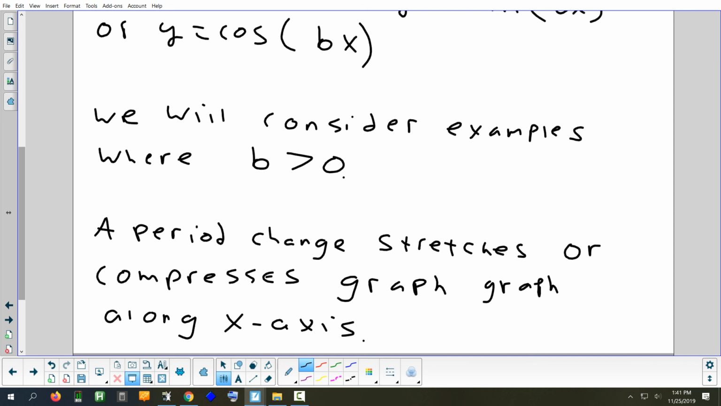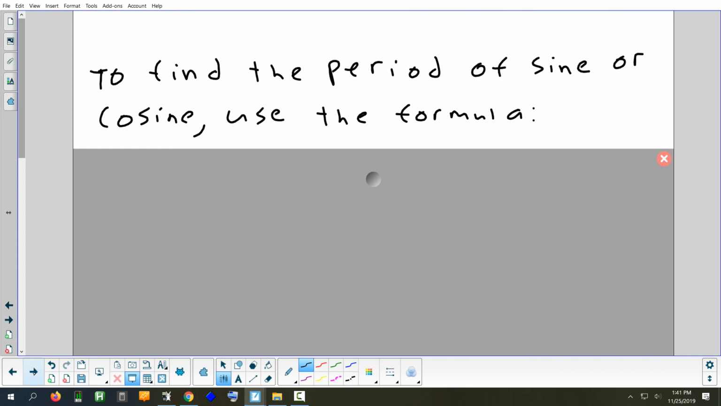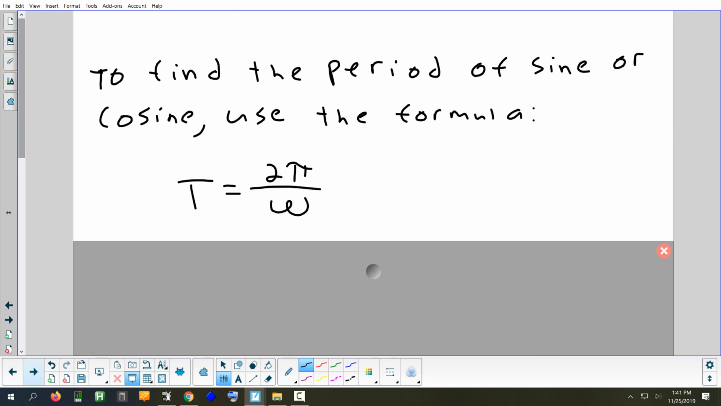All right. So this is kind of like vertical stretch because I can ask you a non-graphing question. We knew the period was 2 pi. You changed it. What did you change it to? Well, to figure that out, you use this formula.